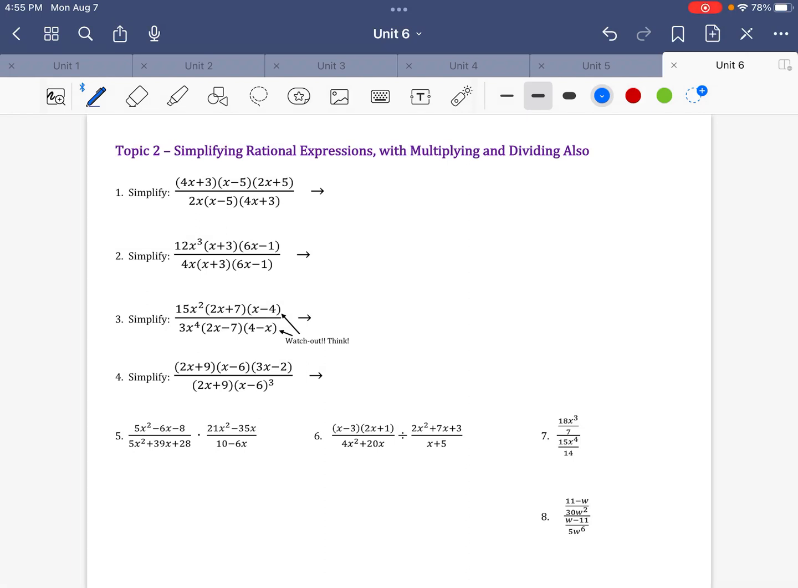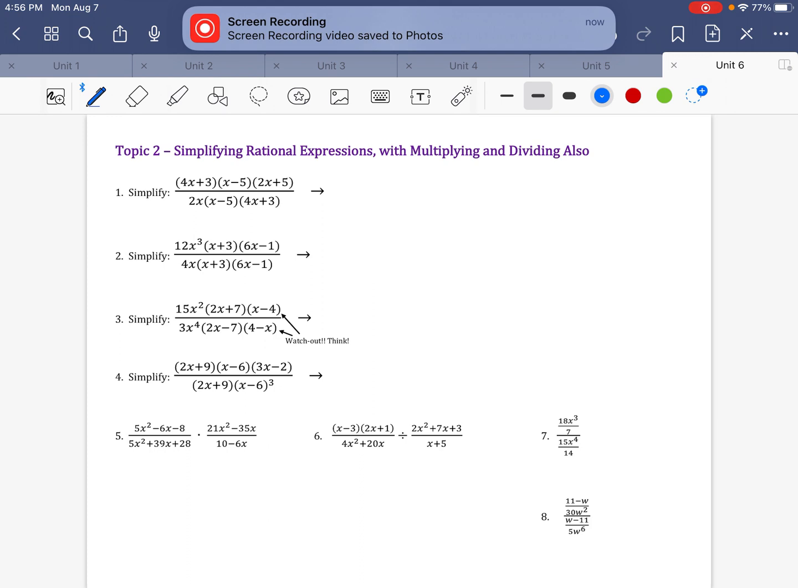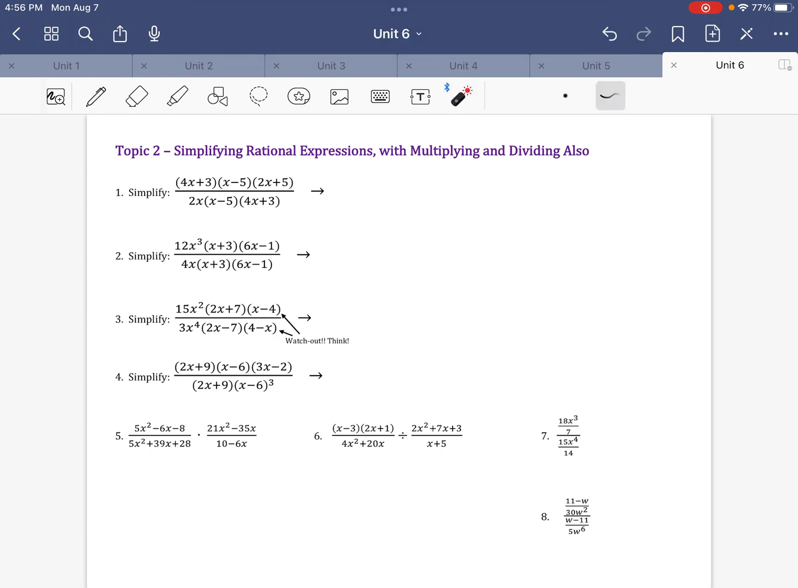All right, so here we're going to be simplifying rational expressions, and also multiplying and dividing. When you see a rational expression, these first four problems are nice and easy because they're already factored. In a problem, you're going to see things that need to be factored by you. I'm just trying to show you what's going to happen eventually, but if it's already factored, it makes things a little bit easier.